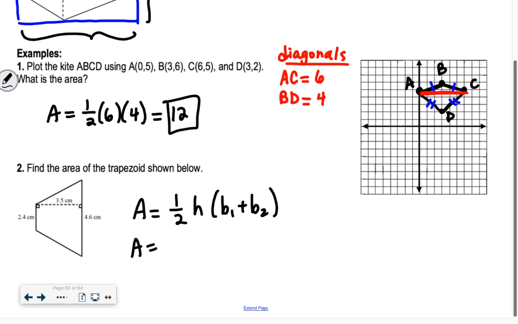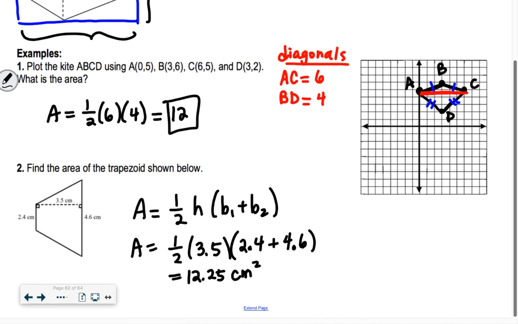Okay, so we're going to get 1/2. My h is 3.5, my b1 is 2.4, and my b2 is 4.6. So 2.4 plus 4.6, we get 7 times 3.5, and then divide by 2. So we get 12.25 centimeters squared. Easy enough? This is a good section to end on. It's pretty Algebra 1-like, right? It's not too bad.